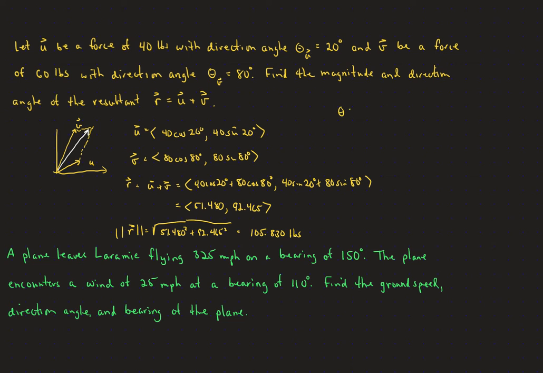And the direction angle theta is going to be the inverse tangent of y over x. That's going to be our 92.465 over the 51.480. So second tangent, go up and capture that 92 point whatever, divided by, go up and capture that 51 point whatever, and that looks like 60.9 degrees. All right, there's our magnitude and direction angle.